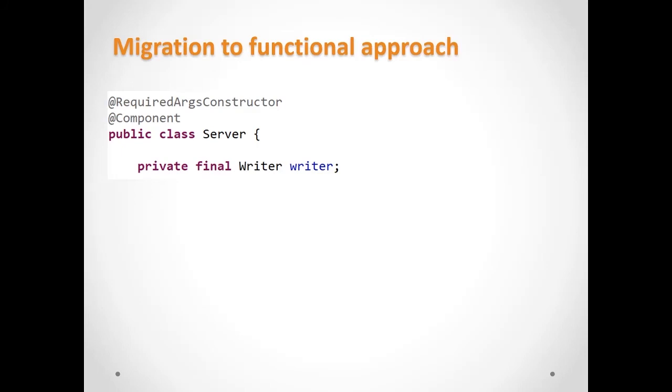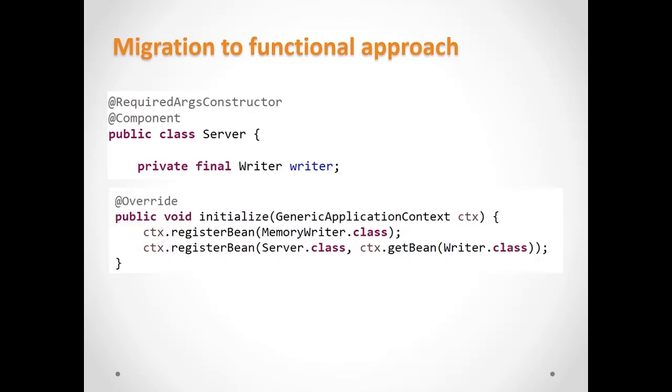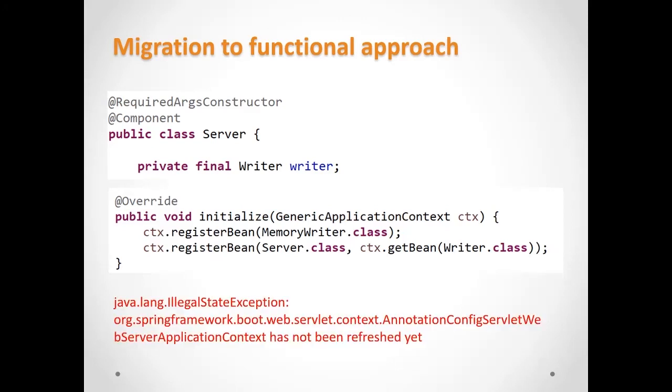What if you need to register a bean that has some kind of constructor injection? For example, we have a server bean that has dependency writer. How do you think? Is it possible to initialize your bean this way? So we register bean memory writer, and then we register another bean server, and use application context getBean function to retrieve writer instance. How do you think? Will it work? If you try to run this code, you will see an exception.